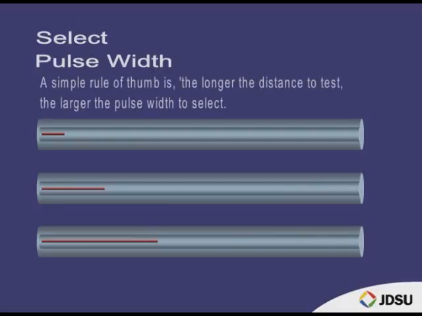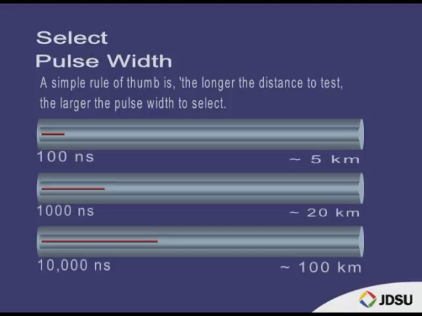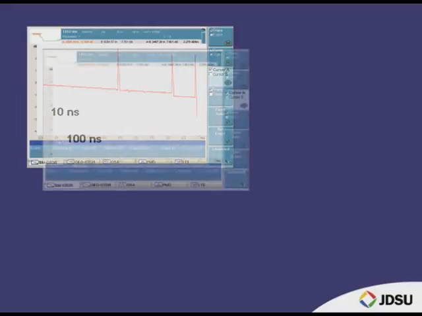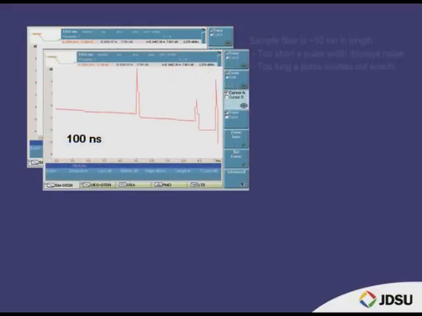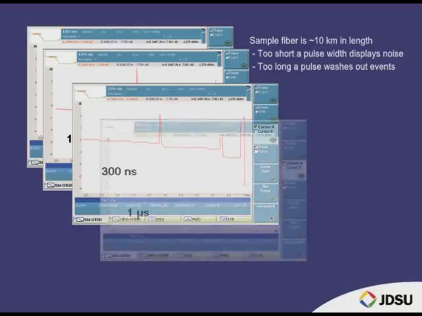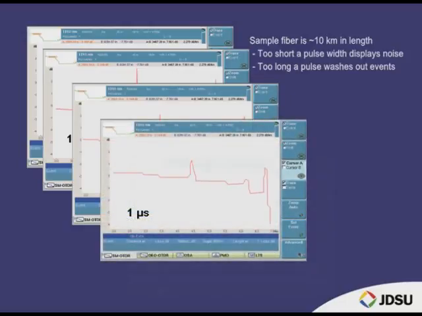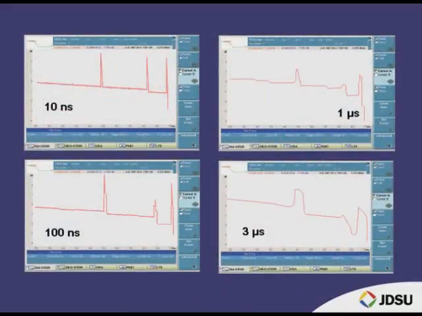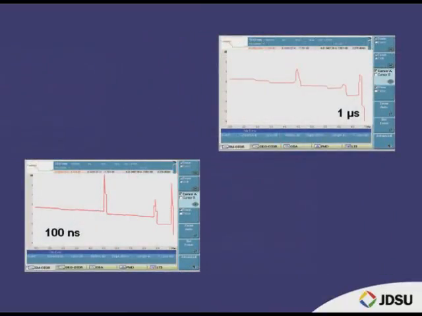A simple rule of thumb is, the longer the distance to test, the larger the pulse width to select. Let's take a look at a sample trace from a fiber 10 kilometers in length. Too short a pulse width will display noise. Too long a pulse width will wash out events. Process of elimination will help us choose the ideal pulse width.